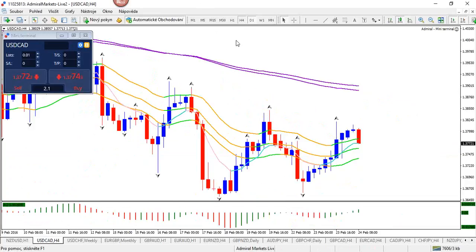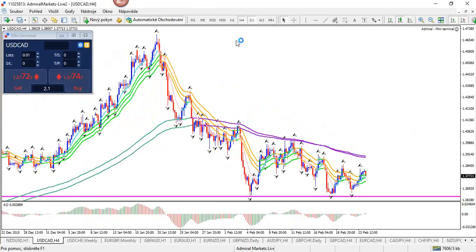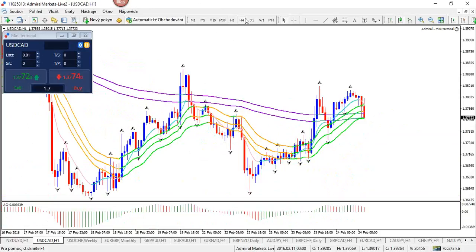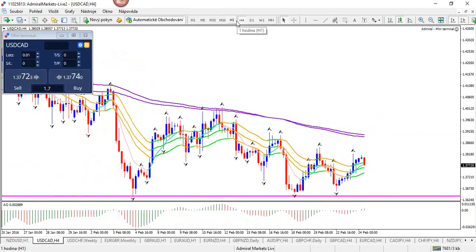Let's see. This is not a pullback because price did not break below the 21 EMA here. So this is a correction. So I don't see any 4 hour setup to the downside at the moment. I don't see anything interesting to trade actually at the moment.